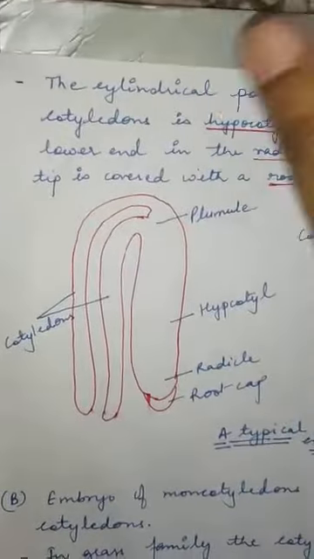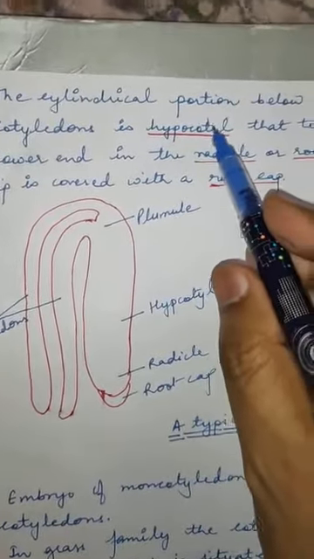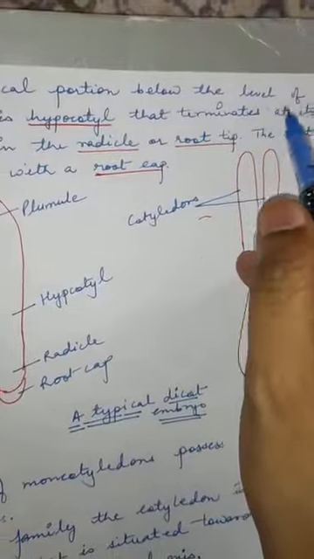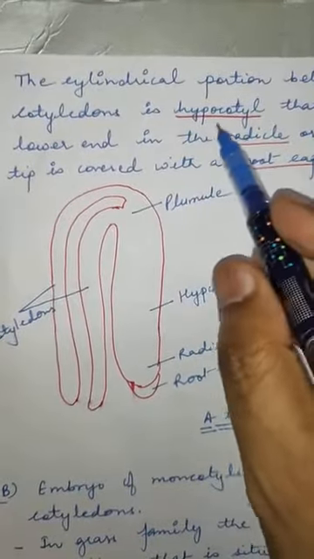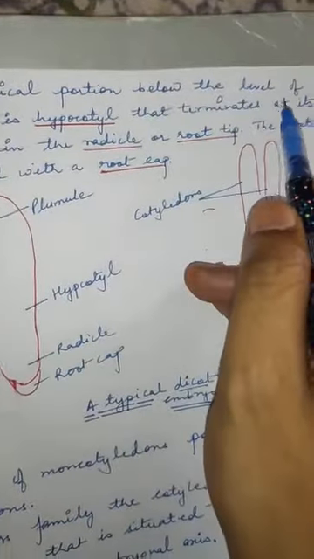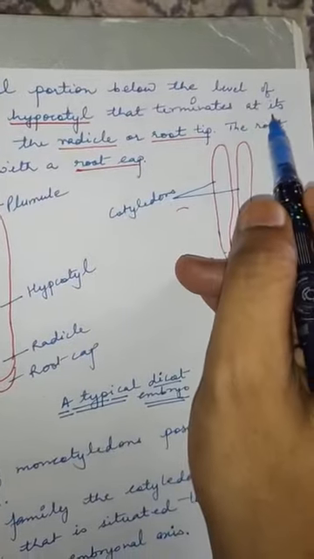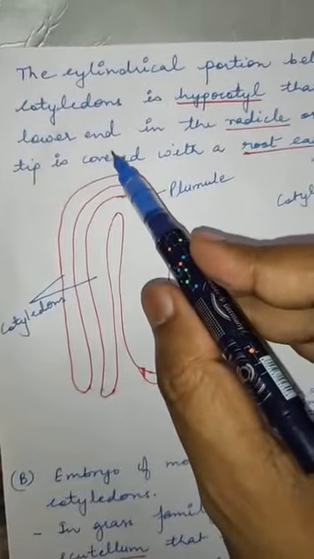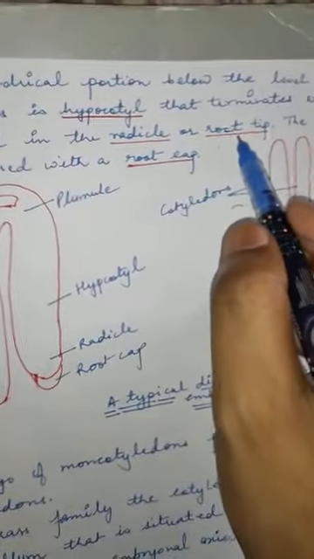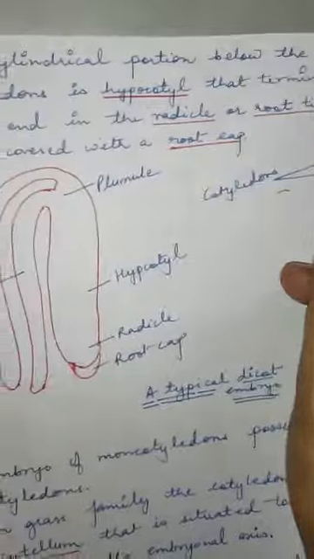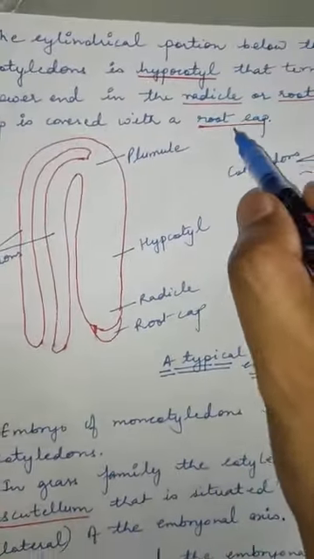The cylindrical portion below the level of cotyledon is hypocotyle, right? So below the level of cotyledons is your hypocotyle, which terminates at its lower end in the radical. Where does it terminate? At the lower end, at the root tip, the radical or root tip. The root tip is covered with a root cap. What will it be covered with? The root cap.